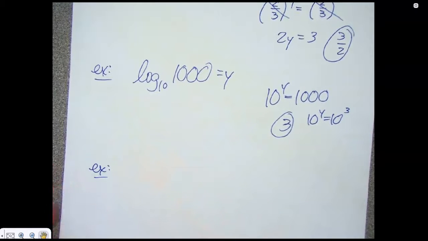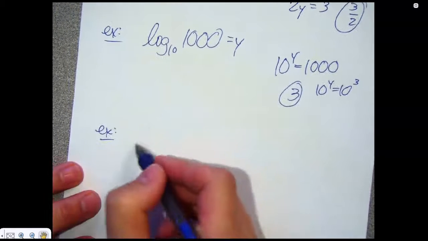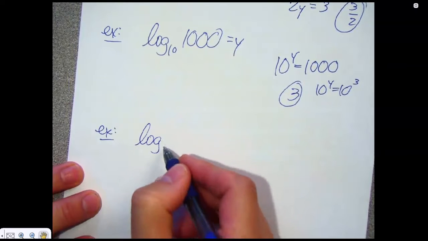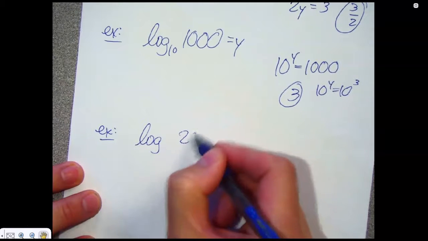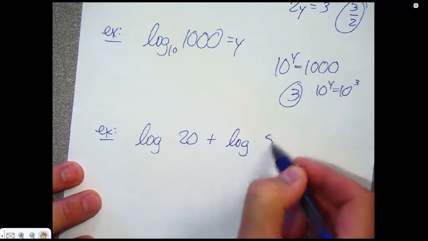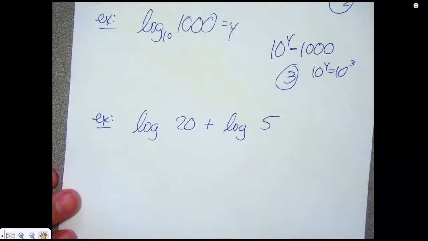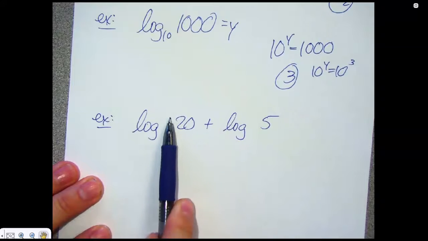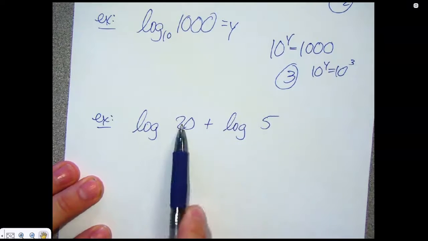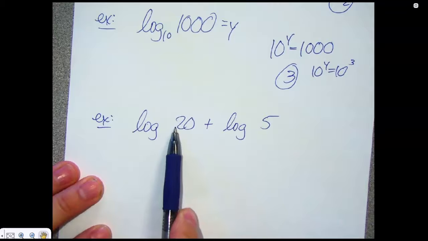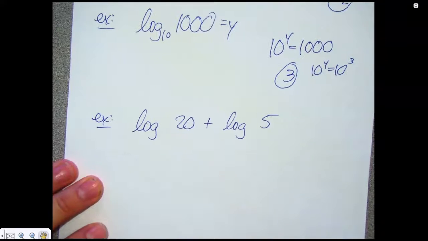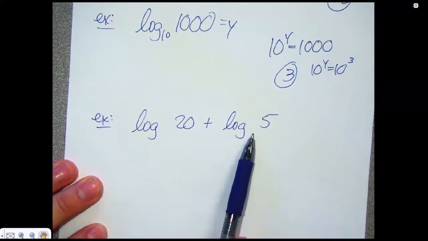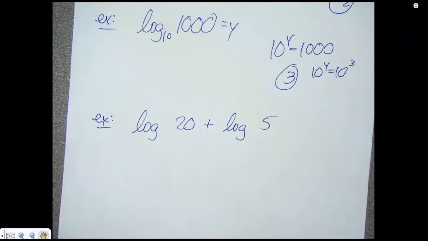Sometimes you have to combine a couple of them. So, for example, if I gave you log of 20 plus log of 5. So that's kind of asking, if I try to work these out separately, this is saying 10 to what power gives me 20. That's not 2, because 10 to the second power is 100. 10 to what power gives me 20 is a really hard question to answer. It's like 1 point something, you know. And 10 to what power gives me 5 is really hard too. I think it's going to be a decimal.